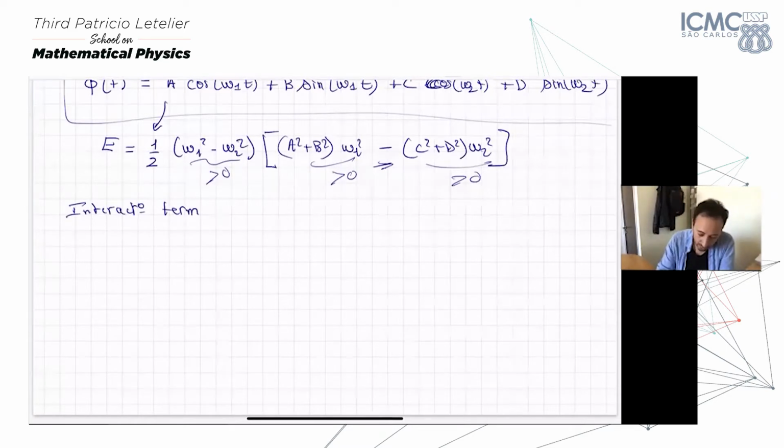So we add actually some interaction terms. So what I will do is add a lambda over 4 phi to the 4 in the Lagrangian that I had before. Well, now we have to do again the analysis. So what I will do is that I will build the Hamiltonian. From the Hamiltonian, we'll get 4 equations.